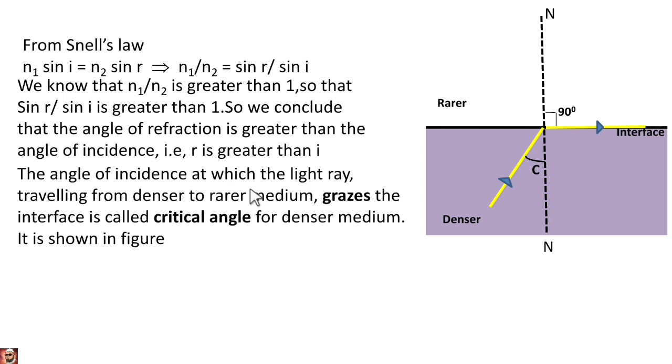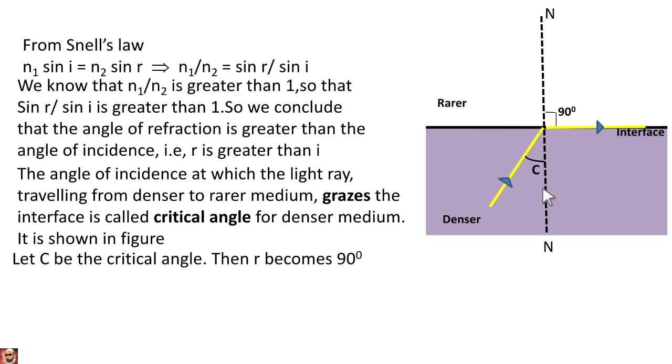The angle of incidence at which a light ray traveling from denser to rarer medium grazes the interface is called the critical angle. Just now I explained to you, this is the angle of incidence. Here the refracted ray grazes the interface, and this angle of incidence we call the critical angle, which we can see in the figure. So let's see with the critical angle here. When C is the critical angle, then the angle of refraction r becomes 90 degrees.